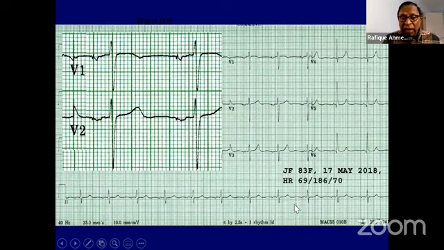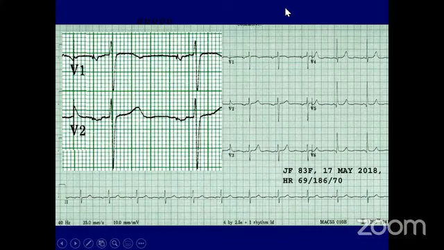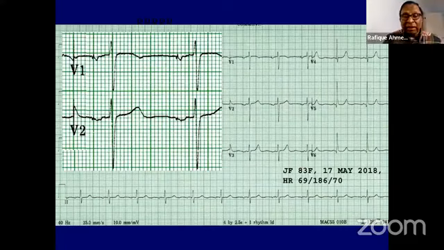Sir, yes, that means the clue is the abnormal P wave. Exactly. Abnormal P wave, and then this sharp spike, which can be an artifact, but if it is so sharp and always present, it cannot be an artifact. So just pay attention to this.